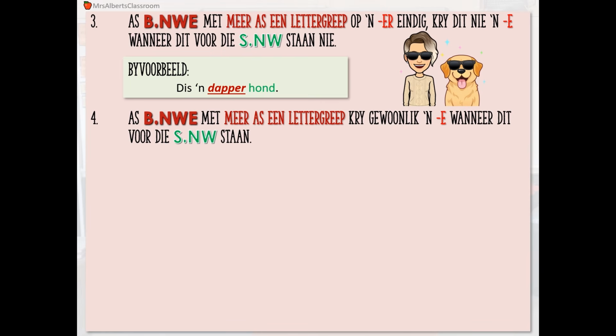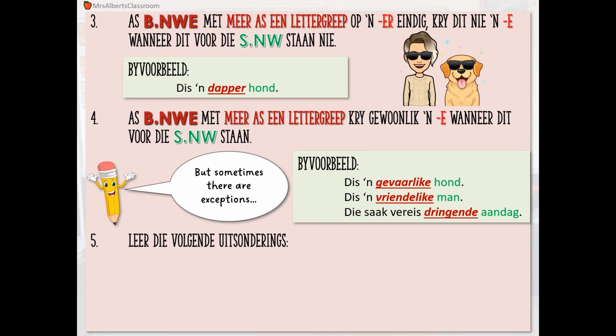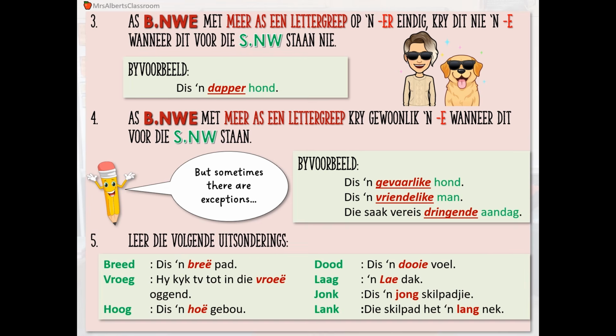If you've got a word that has more than one syllable, usually it will get an E if it stands in front of the noun. So here we've got the word gevaarlik, so it's many syllables there, so it just gets an E when you move it in front of the noun. Vriendelike, dringende. There are obviously some exceptions, as with everything Afrikaans, and these are the exceptions that you can look at.